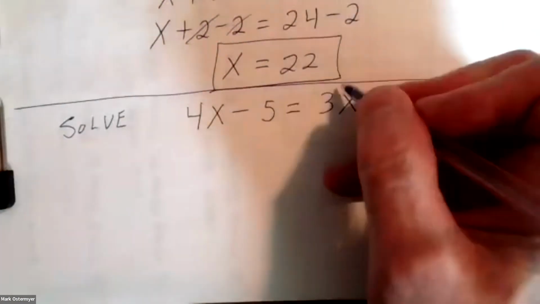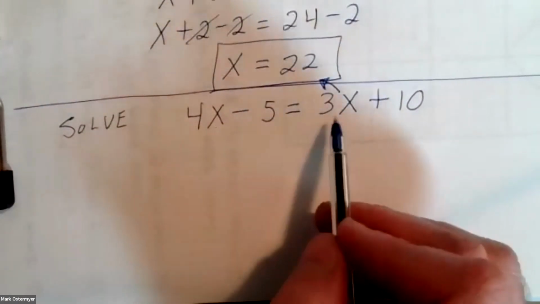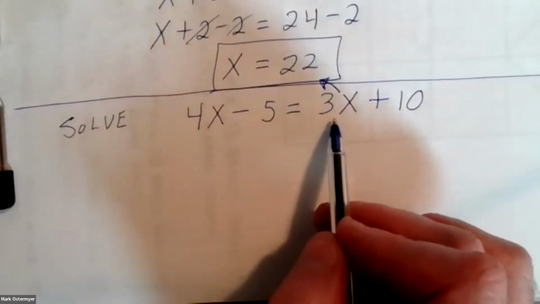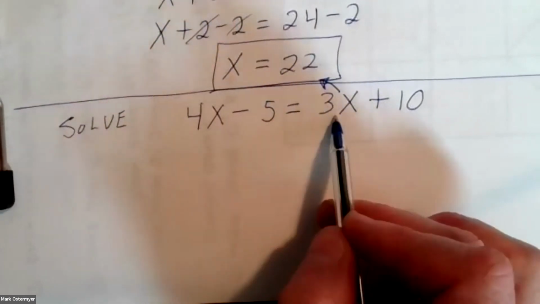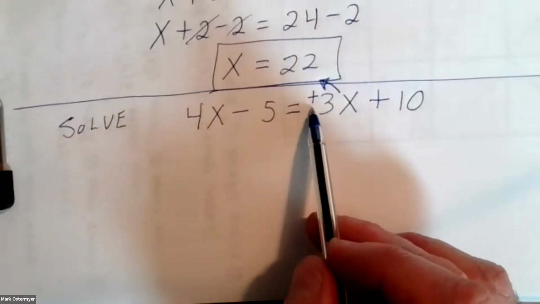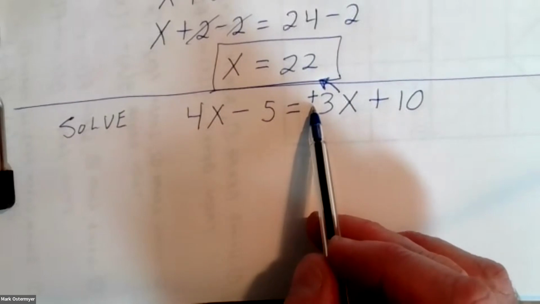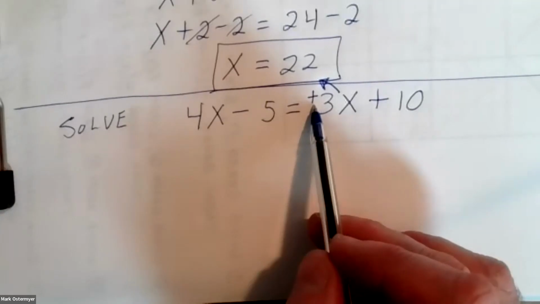So if I want to move this 3x over to the left side of my equation to join the like term of 4x, how do I do that algebraically according to our equality properties? What sign's in front of the 3x? We don't see a sign, so it's understood to be what kind of a 3x? Positive. It's understood to be a plus, a positive 3x. How do you move a positive to the other side of your equation? What's the inverse of addition? Subtraction. We're going to subtract 3x from both sides of our equation.